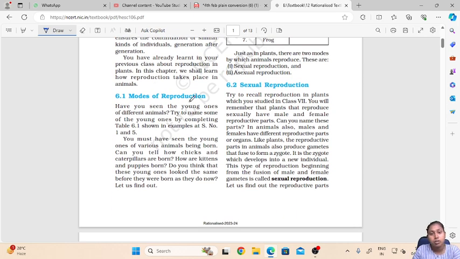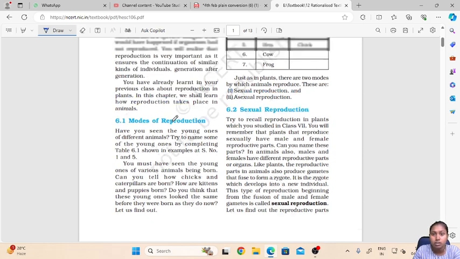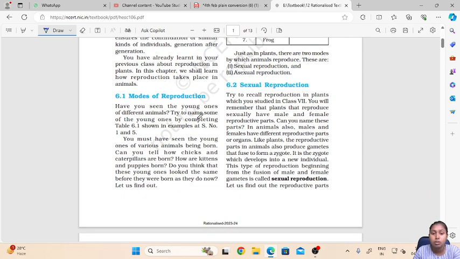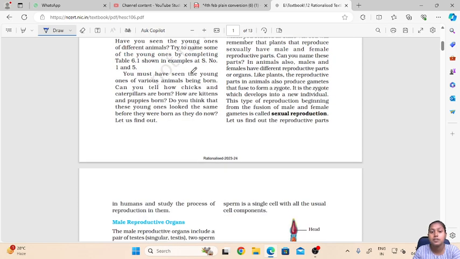Modes of reproduction. You have seen the young ones of different animals, right? How are the young ones of humans? We humans give birth to a baby. Cats have kittens. A hen lays eggs, and from the eggs we get chicks. So there are two types of reproduction. Let's see what they are and how they work. We humans also give birth to young ones.